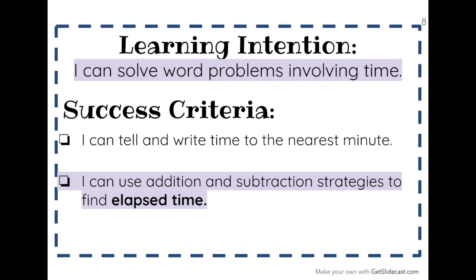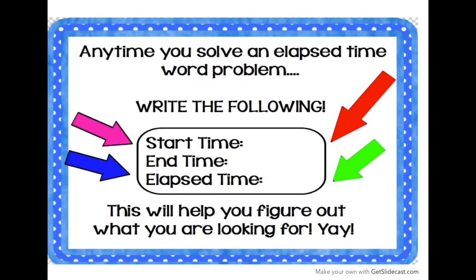It's Miss LaRusso, and I just wanted to go over our learning intention and our success criteria. For our learning intention, we are still working to solve word problems involving time, and your success criteria is that you can use addition and subtraction strategies to find elapsed time. Anytime you solve an elapsed time word problem, write the following: start time, end time, elapsed time. This will help you figure out what you're looking for.